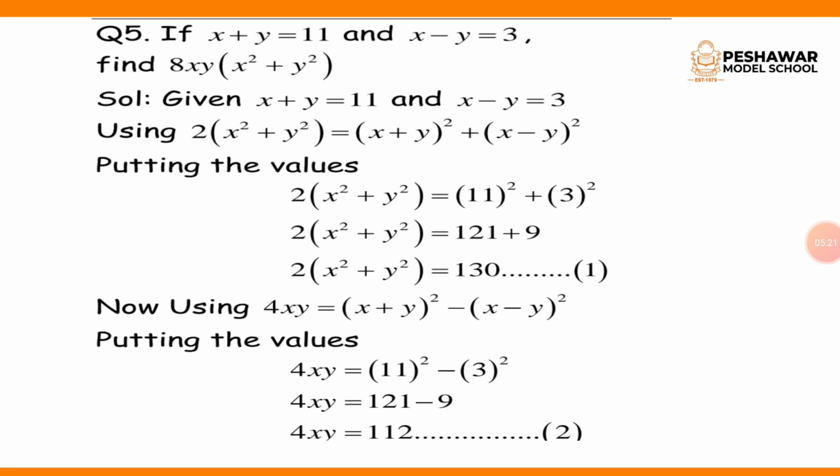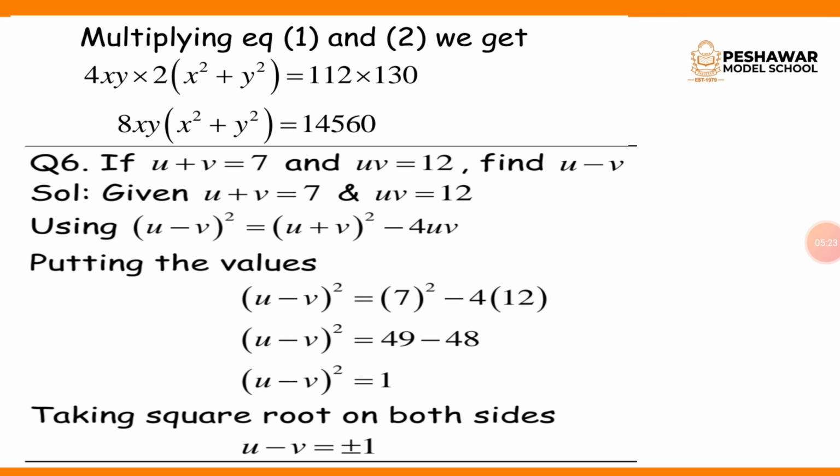Now multiplying equation 1 and equation 2, we get 4xy multiply 2 into x square plus y square is equal to 112 multiply 130. Multiply left hand side with left and right hand side with the right hand side. Then we get our required result, which is equal to 14,560.